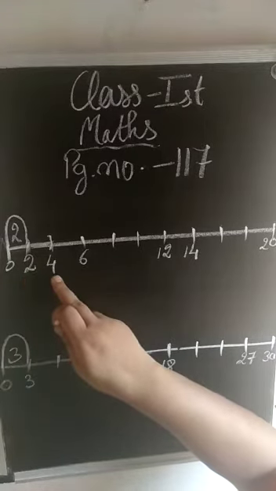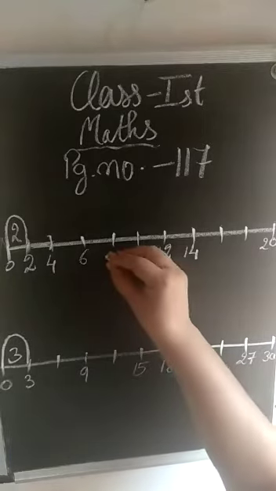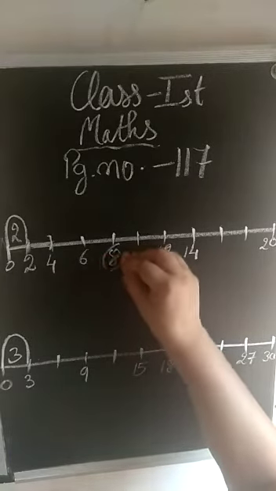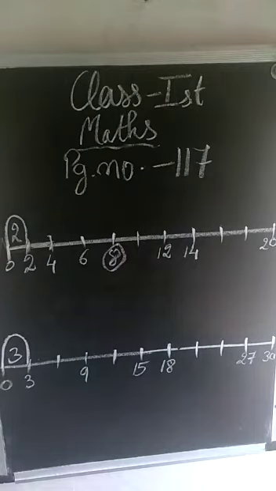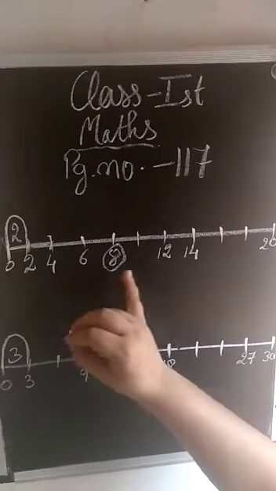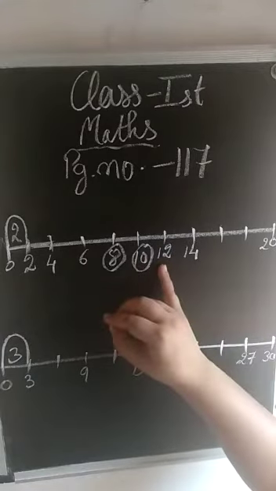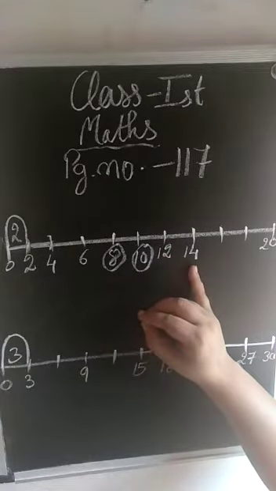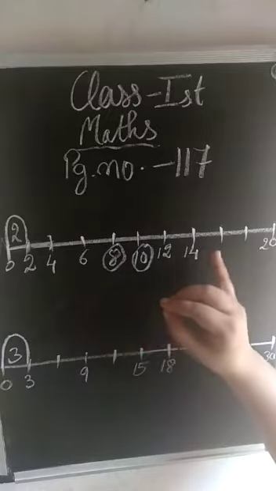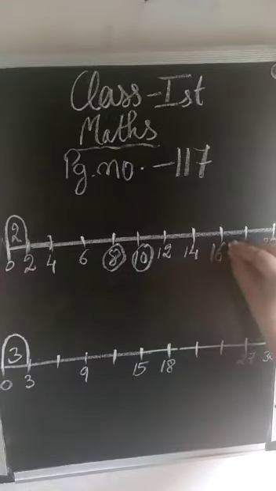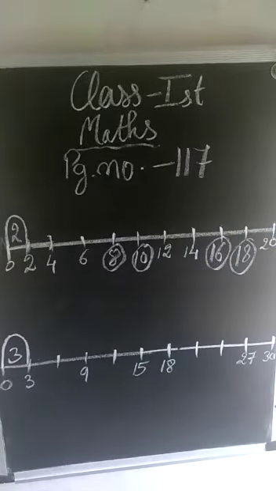2 1s are 2, 2 2s are 4, 2 3s are 6, 2 4s are 8. That means at the first missing number we will write 8 and we will make a ring or circle over that number. After that 2 5s are 10, circle that number again. 2 6s are 12, it is given. 2 7s are 14, it is also given. After that 2 8s are 16 and 2 9s are 18. In this way we are supposed to fill the missing numbers.